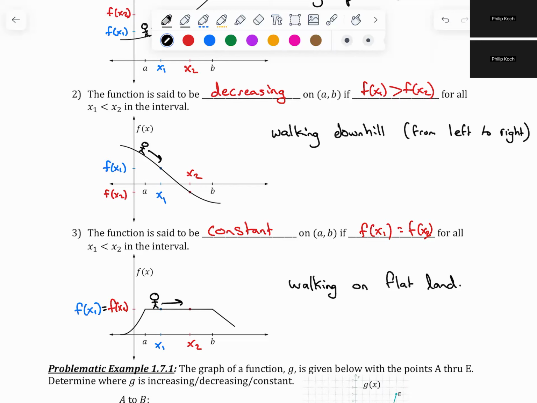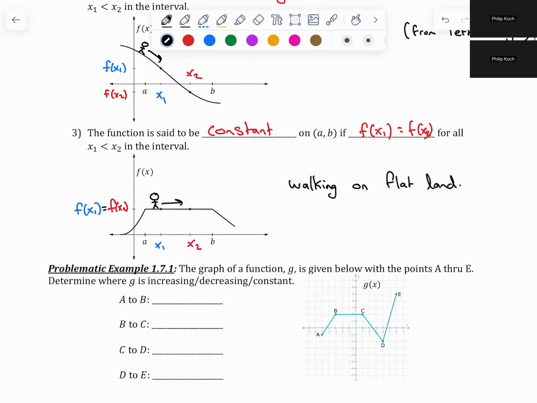So those are the three main types of ways to describe a function's behavior as it moves from left to right: increasing, decreasing, or constant. Now, I believe this problem is still in the notes, and I want to mention it because it's an important thing, because it's a big difference.